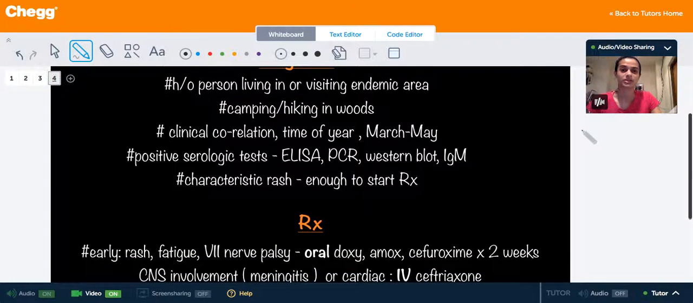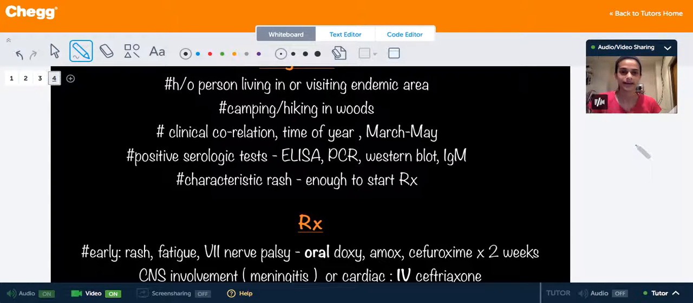Some of the other ways that you can diagnose Lyme disease are things like ELISA, PCR, which is polymerase chain reaction, for the particular Borrelia burgdorferi. You can use Western blot or IgM to detect antibodies against it.